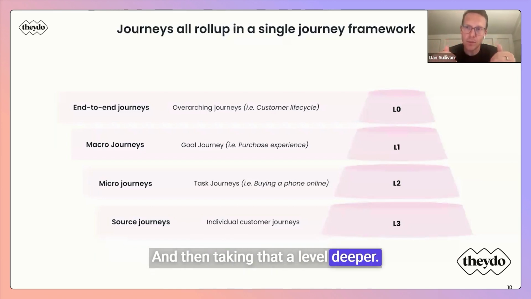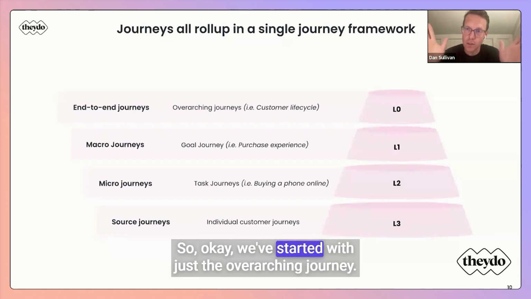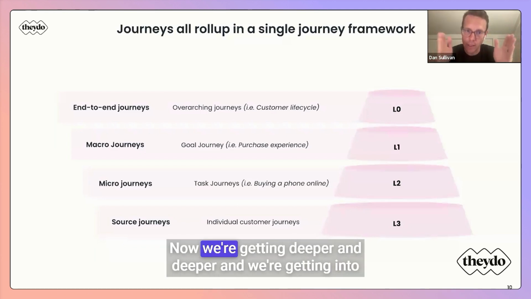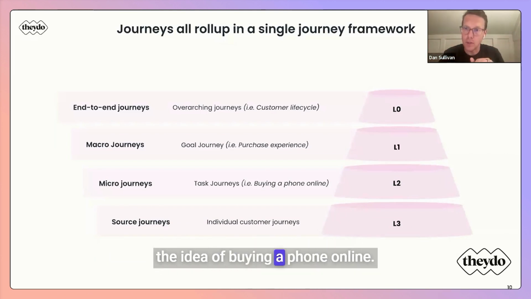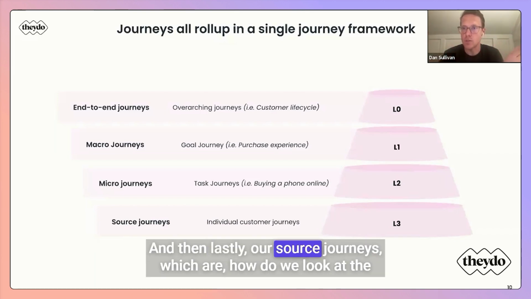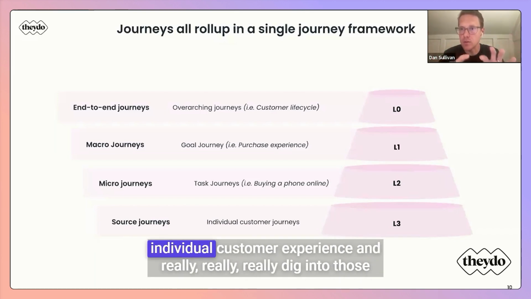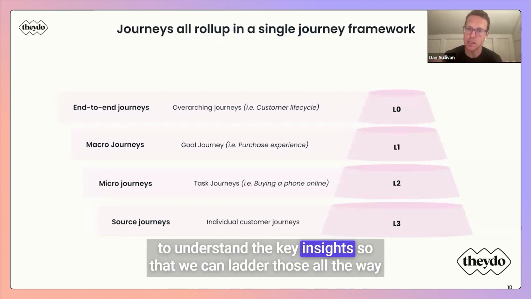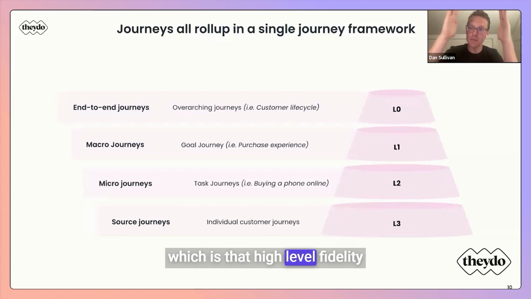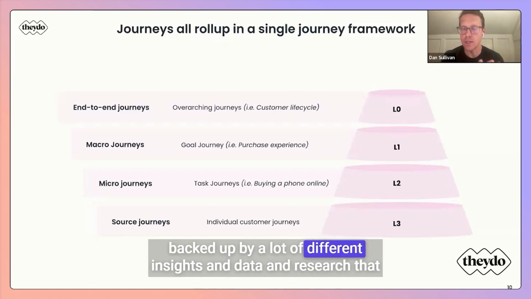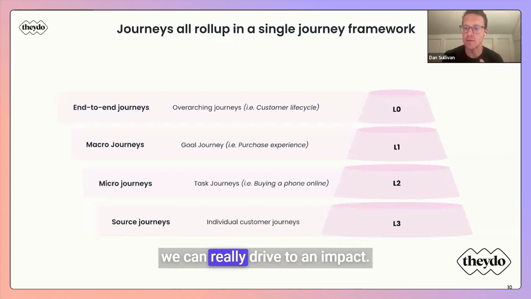And then taking that a level deeper, the L2 journey. Okay, we've started with just the overarching journey. Now we're getting deeper and deeper, and we're getting into the idea of an actual task journey, this L2 journey, which is the idea of buying a phone online. And then lastly, our source journeys, which are how we look at the individual customer experience and really dig into those to understand the key insights, so that we can ladder those all the way back up to that L0. That way we have that nice flow that Brian mentioned, which is that high level fidelity backed up by a lot of different insights and data and research that we can really drive to an impact.